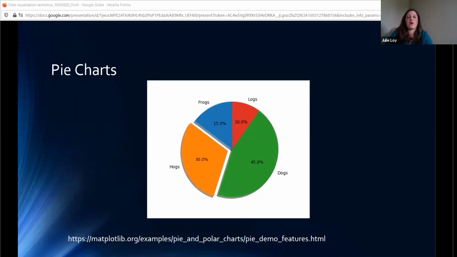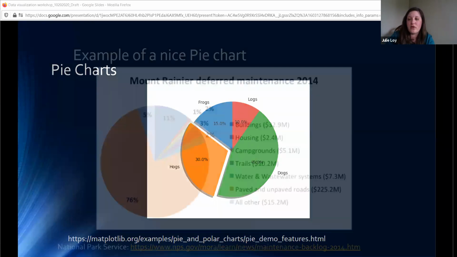The next one we have is a pie chart. Pie charts are good for showing a whole, comparing parts of a whole. And this one's pretty good. It's pretty accurate. You usually start with the largest area first and go around to show those smaller areas.